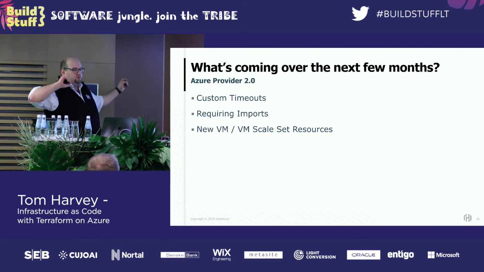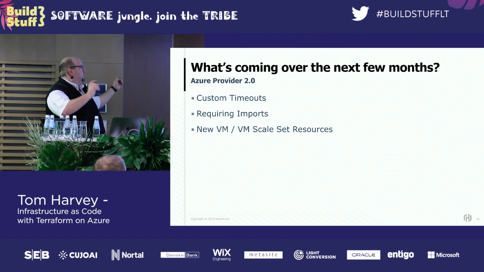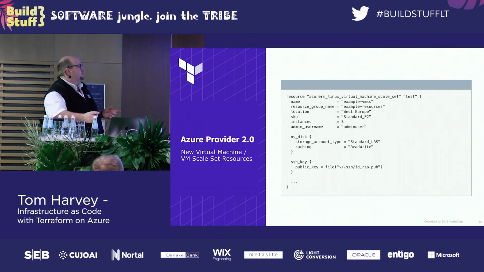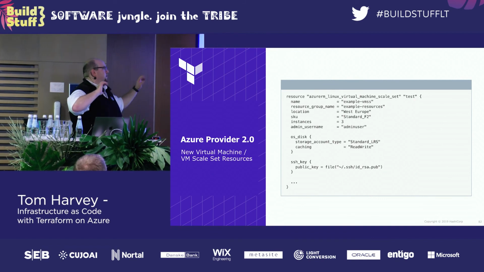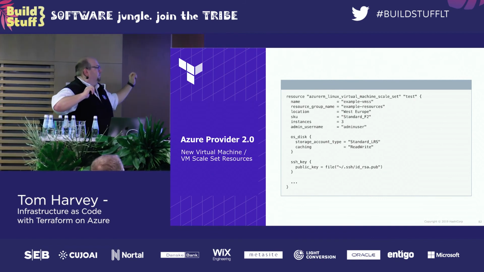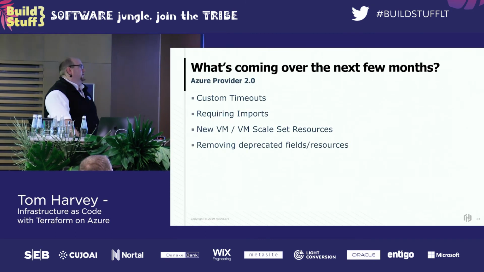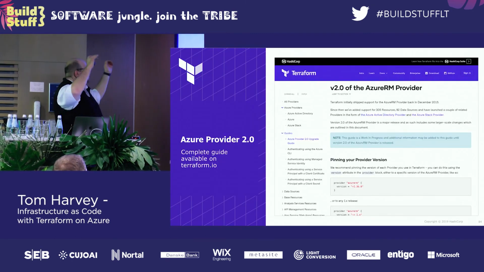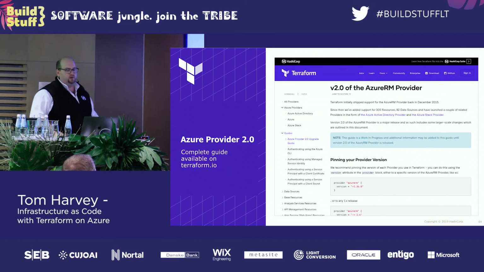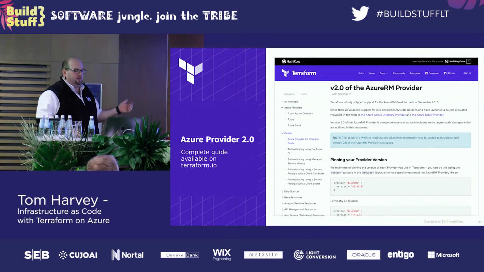The other thing is that we support new virtual machine and virtual machine scale set resources. These are really cool. They're still being worked on, but they're coming real soon. And yeah, they support diffing for everything. And finally, we're removing some deprecated fields. So there's a whole bunch of this. The whole guide is on terraform.io. We're trying to keep this updated over time.